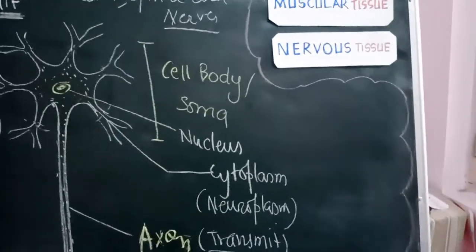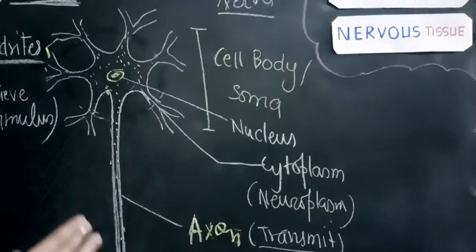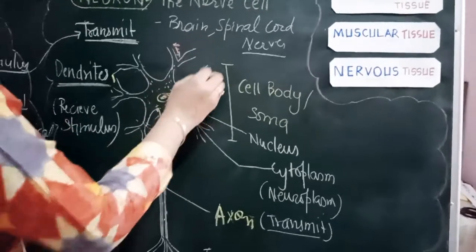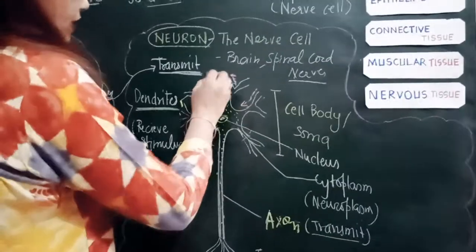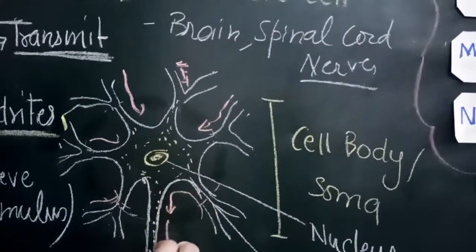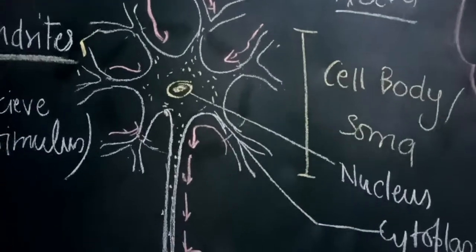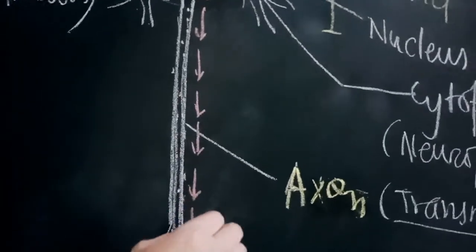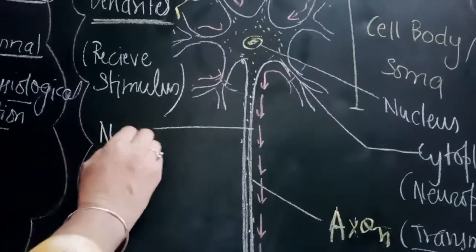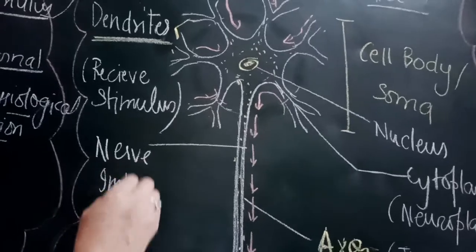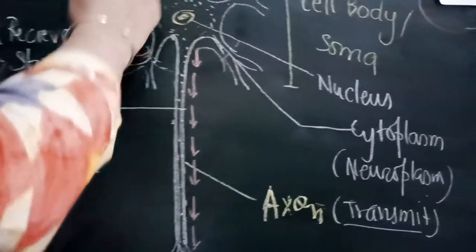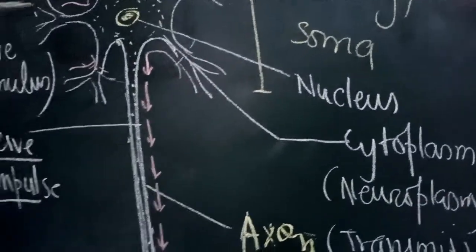Transmitted through the axon. So the information that is transmitted, suppose this is the information that is being taken by the dendrites from all over the environment. The information is then transmitted along the neuron, and this transmission of information is called nerve impulse. The transmission of the information through the neuron is called the nerve impulse.